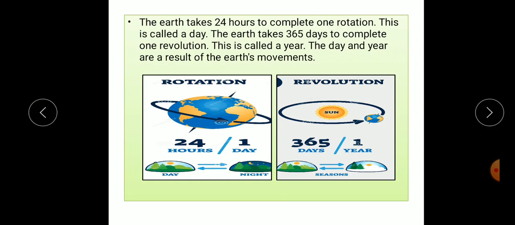Next, the Earth takes 24 hours to complete one rotation. This is called a day. The Earth takes 365 days to complete one revolution around the Sun. That is called one year. Once again, students, listen. The Earth takes 24 hours to complete one rotation on its own axis. This is called a day. The Earth takes 365 days to complete one revolution around the Sun. That is called one year. The day and year are a result of the Earth's movement.